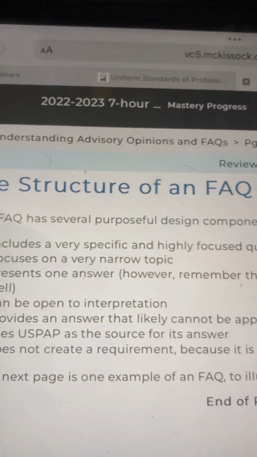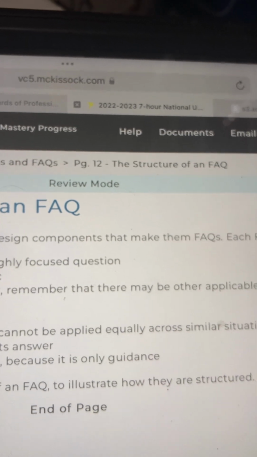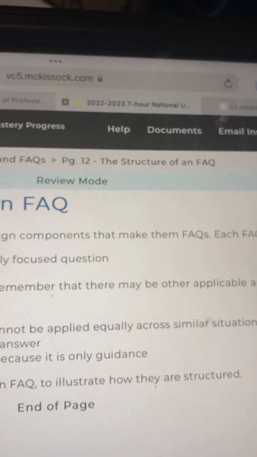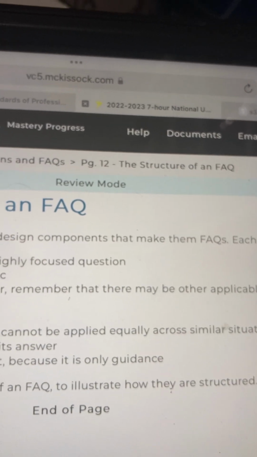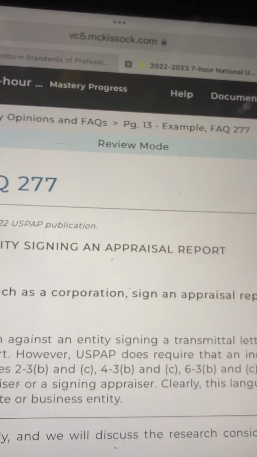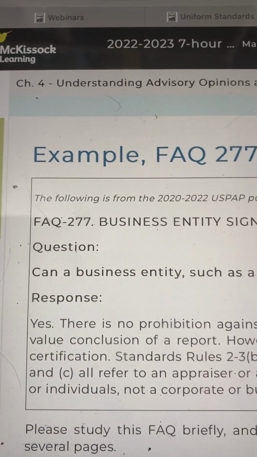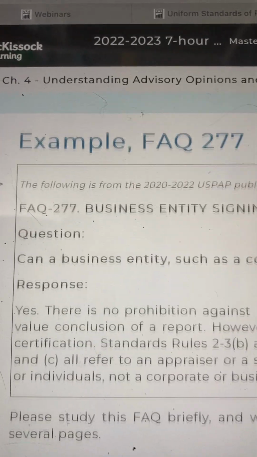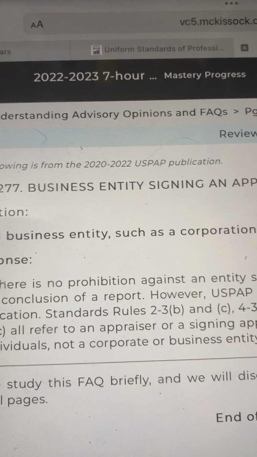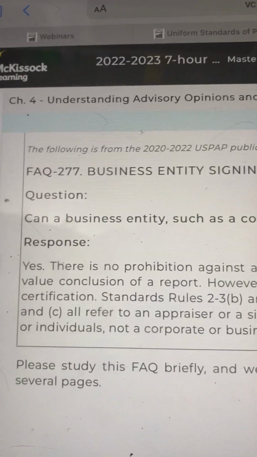On the next page is one example of an FAQ to illustrate how they are structured. End of page. Page 13, example, FAQ number 277. The following is from the 2020 through 2022 USPAP publication.